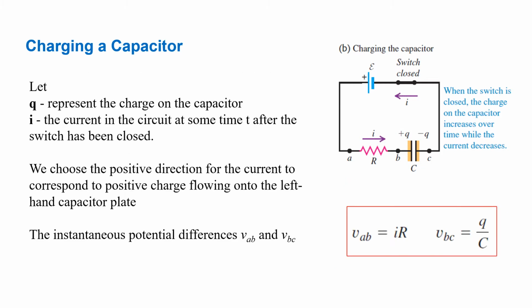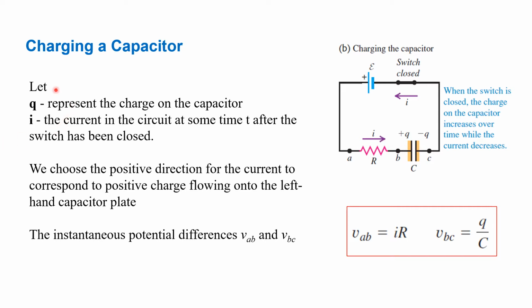We can actually derive expressions for your varying charge Q and varying I. Here we let Q represent the charge on the capacitor and I represent the current in the circuit at some time t after the switch has been closed. We chose the positive direction for the current to correspond to positive charge flowing onto the left-hand capacitor plate. As you can see here, the direction of your current has been chosen so that your current I flows from plus Q to negative Q.